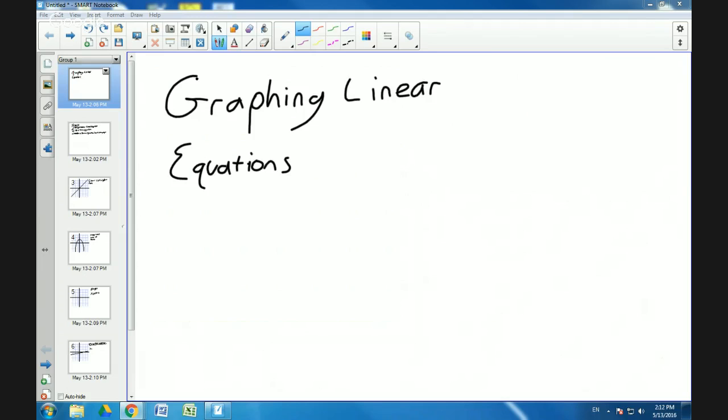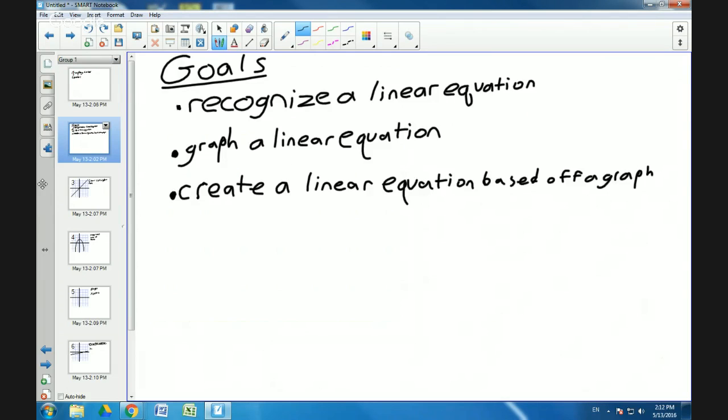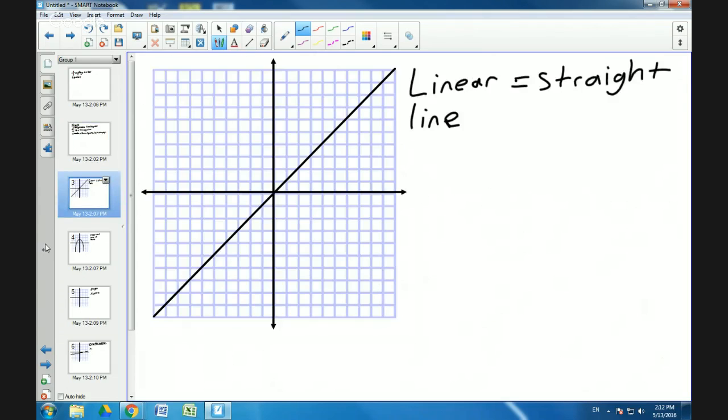Our goal for this lesson is to recognize a linear equation, graph a linear equation, and create a linear equation based off of the graph. We're going to start off with seeing what a linear equation is. This equation here goes up and across 1.